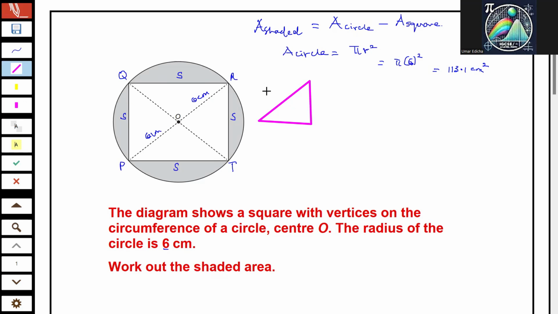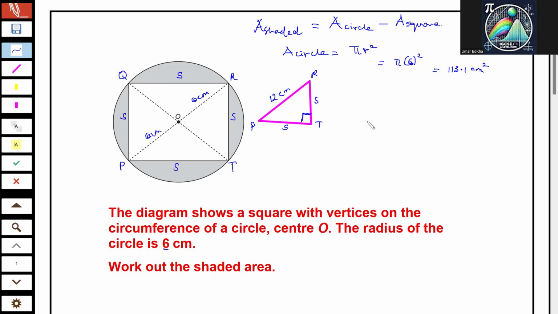Now, triangle PRT. So I'm going to label this as P, R, and T. Now, this is a right angle triangle. Now, the length PR is the diameter of the circle. And if the radius is 6 centimeters, the diameter means we're multiplying the radius by 2. And so the length PR will be 12 centimeters. Now, PT is the side length of the square, represented as S. RT is also the side length, represented as S.